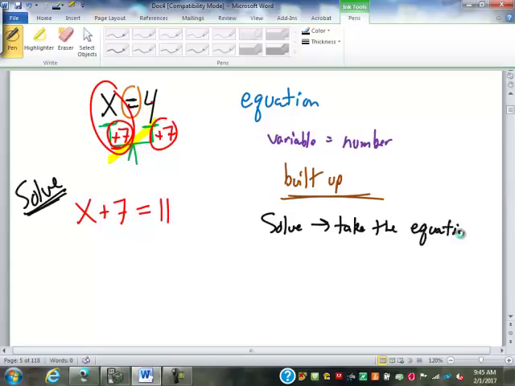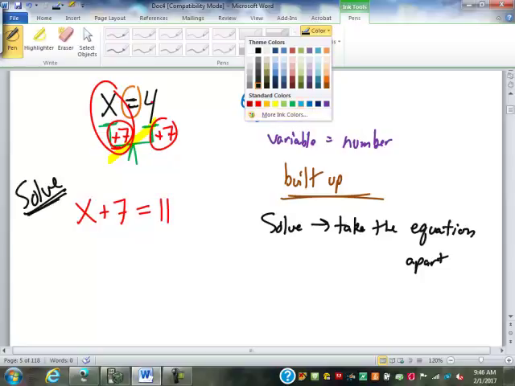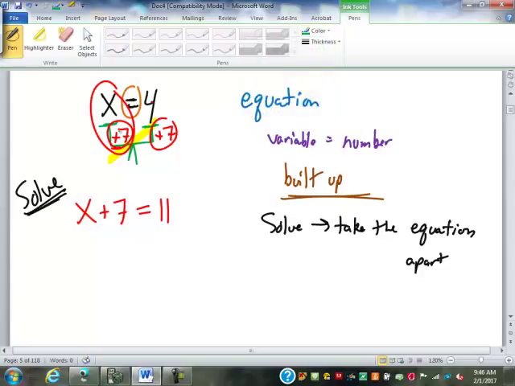Now in this case, we watched the equation get built. We built the equation, so we know how it was built. It was built by adding 7. Well, how would you take that apart? How would you remove that adding 7?